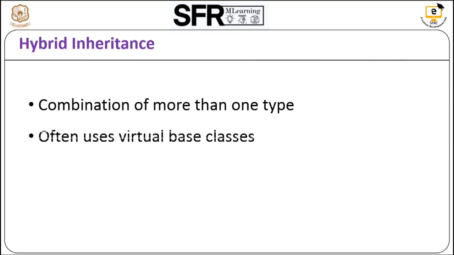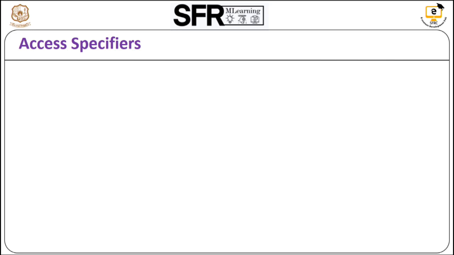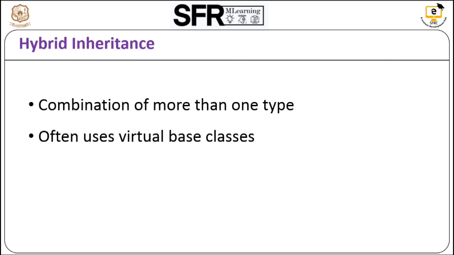Then hybrid inheritance. Hybrid inheritance is a combination of two or more types of inheritance. It is commonly used in advanced applications and often involves virtual base classes.